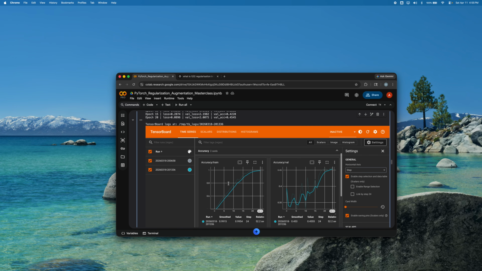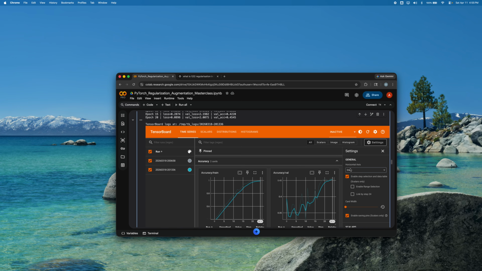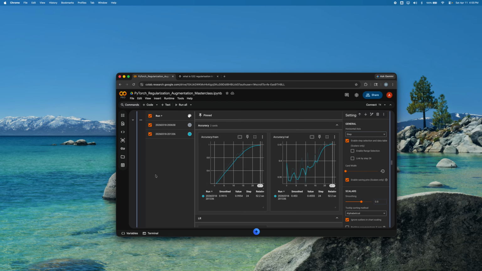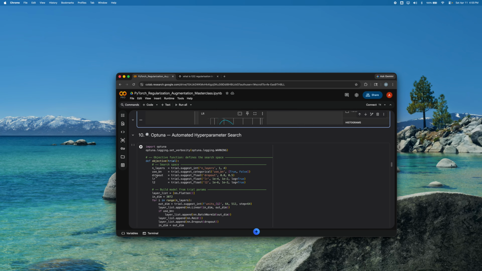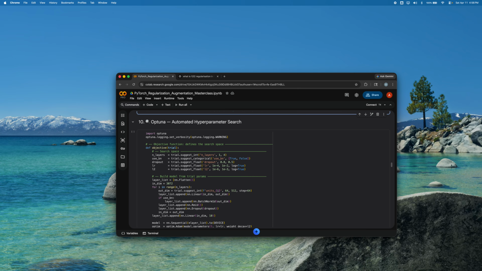Yeah, here you can just see and change the values. Then we have Optuna hyperparameter search, which is about manually tuning hyperparameters, like learning rate, dropout rate, number of layers, etc. And it can be tedious.